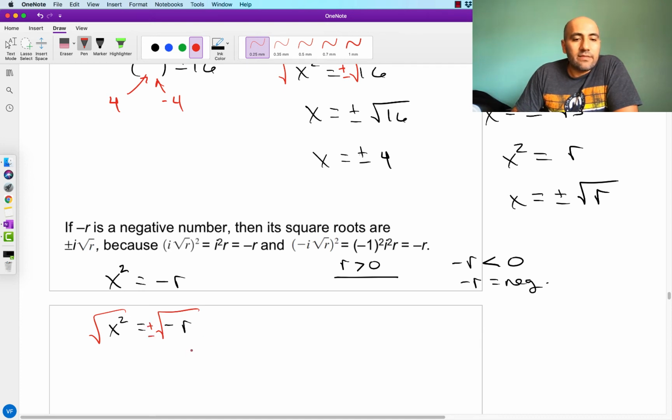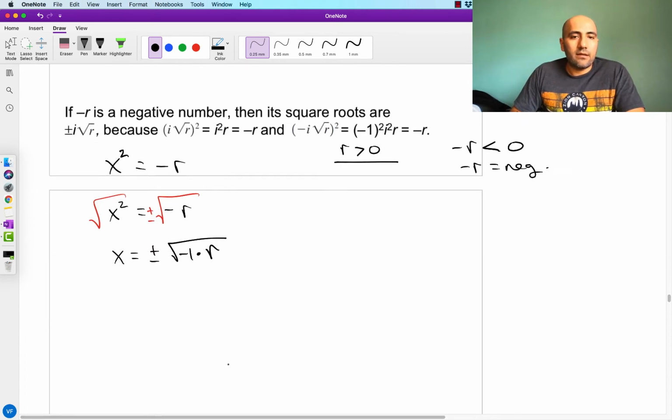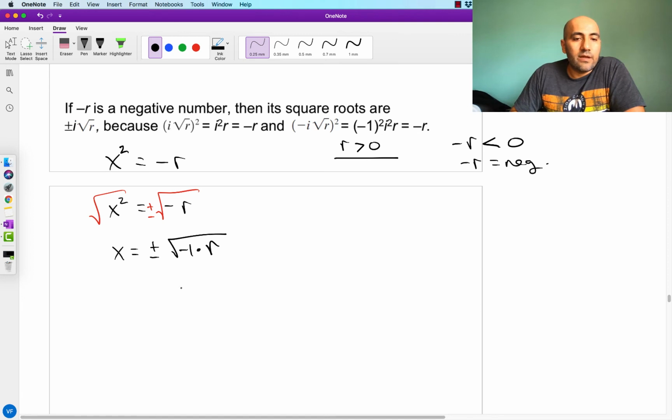That gives you a plus or minus on this side. And once we do that, we have a minus 1 there. What we're going to do is say that that is equal to i. Pull out that i because, well, let me take another step here. This is going to be plus or minus square root of negative 1 times r. And we know that the square root of negative 1 is i, so we're going to say x equals plus or minus i square root of r. Okay, so both of these things work because if we replace this x by either one of these, we're going to get a true statement, right?